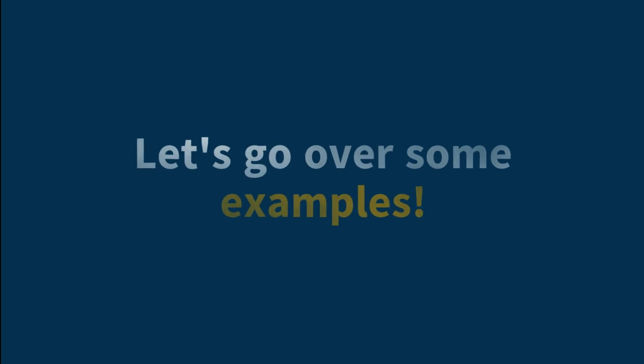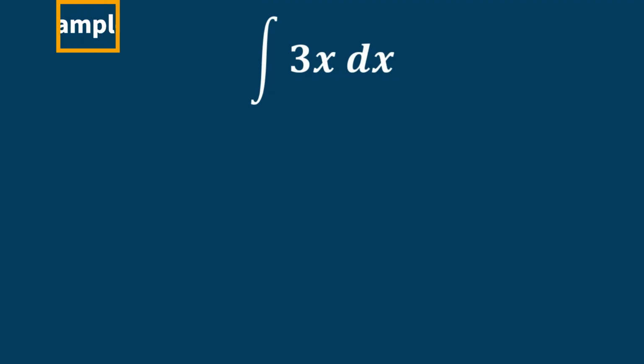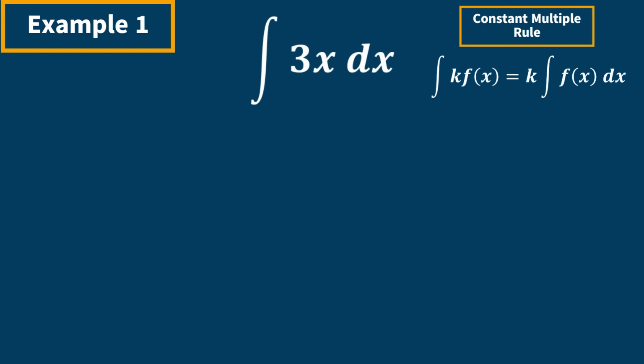Let's go over some examples. Example number 1. We want to find the integral of 3x dx. What we can do is use the constant multiple rule, which means we can take the constant and bring it to the front. What that's going to look like is 3 integral x dx.